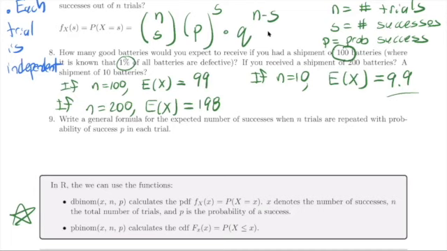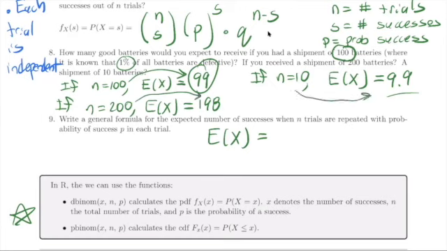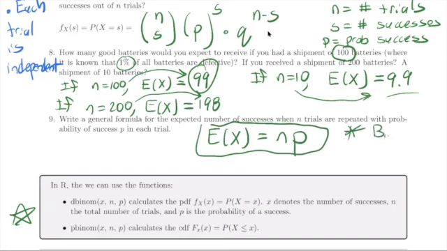So what's the shortcut here that we're using? To get this 99, we took n times the probability of a success. For this one, we took 200 times 0.99. And for this one, we got 10 times 0.99. So in general, we have a really nice shortcut for finding the expected value in the special case of a binomial distribution.